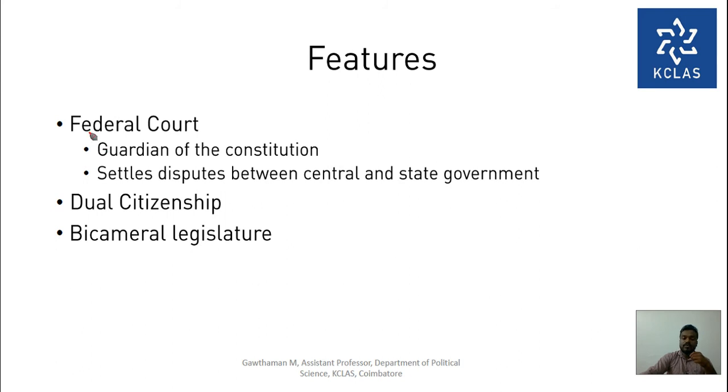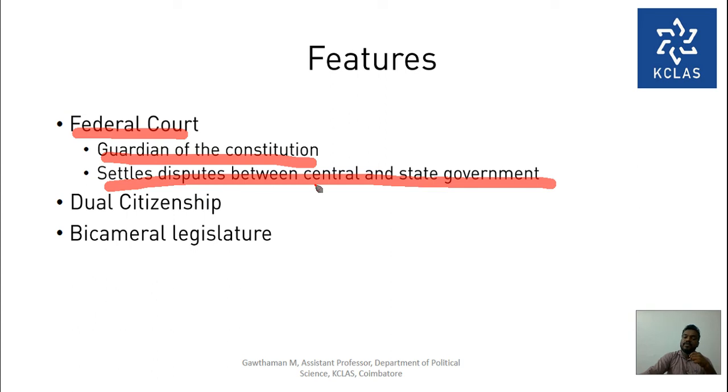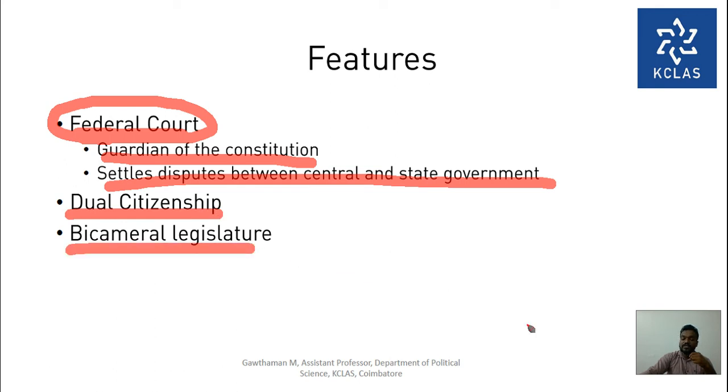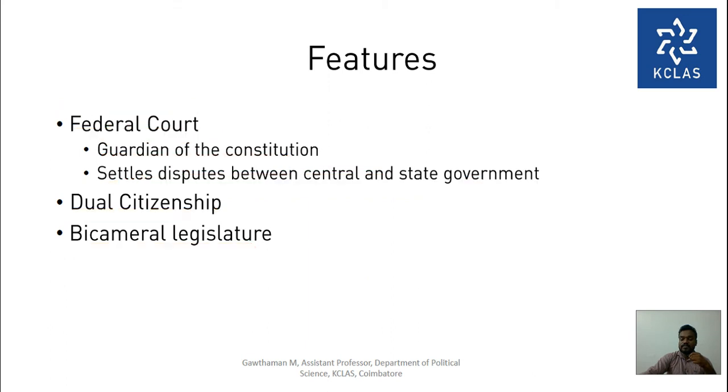Then another important feature is the federal court. The federal court is very important because it is considered the guardian of the constitution, and it settles disputes between the central and state government. There are chances that a conflict of interest will come between the central and the state, so the federal court will act as a guardian for settling the disputes. And there is dual citizenship in a federal system and a bicameral legislature in a federal system.